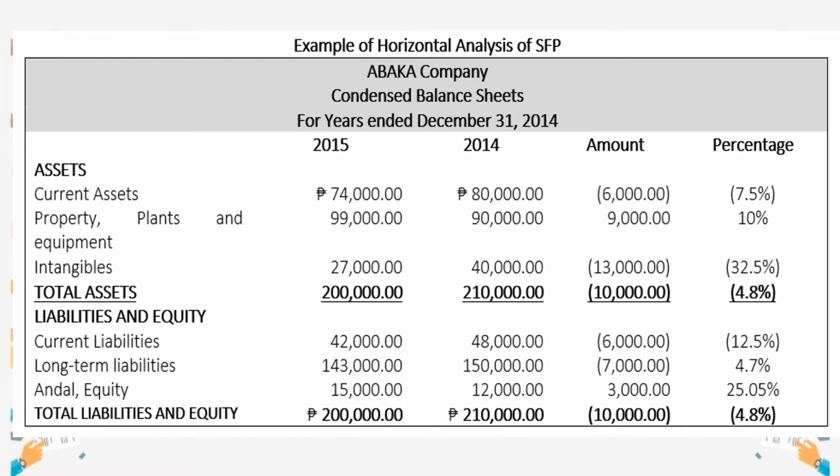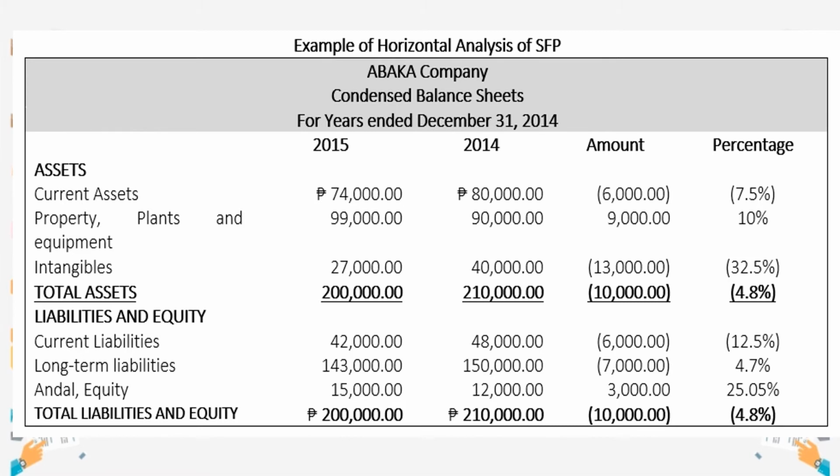Let us now proceed to the liabilities and equity. For the current liabilities, obviously we have a decrease of 6,000, because from 48,000 it became 42,000. For the long-term liabilities, also a decrease, because from 150,000 it became 143,000. For the equity, we have an increase, because from 12,000 it became 15,000. So the amount of increase, or the peso change, is 3,000, while the percentage change is 25.05%.